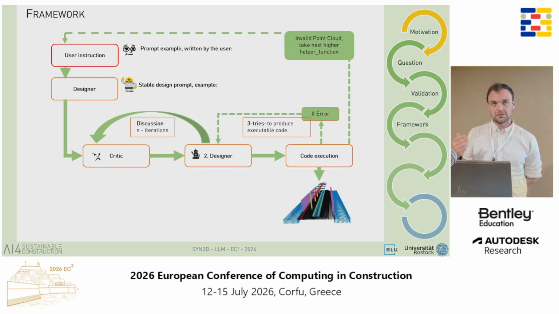Afterwards, we check whether the code is executable, because if we are not getting executable code, it's useless. We don't have a point cloud. For that, we give the system 3 tries at first, but you can make it higher or lower, whatever you want in the end. And if you get an invalid point cloud, we go to the next point. We deliver helper functions to the large language model to build the point cloud. So we're going to go to the helper functions on the next slide.